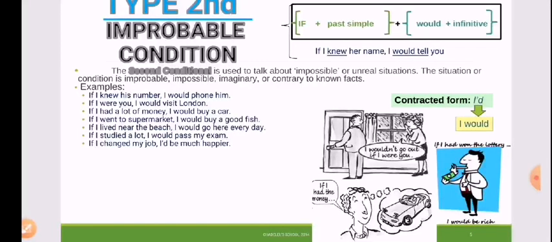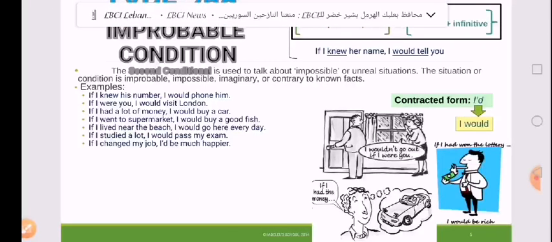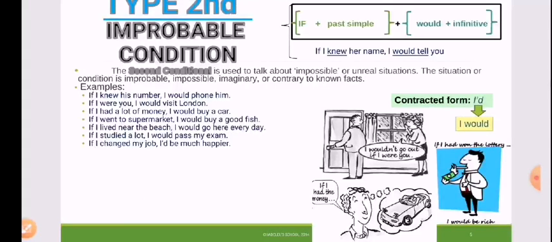In the if clause, we usually use past simple or past continuous, but again, most of the time we use past simple in the if clause. In the main clause, we use would or could or might plus infinitive. Most of the time we use would. If you look at the examples, if I knew his number, this is the if clause, the verb is knew in the past simple. I would phone him, this is the main clause, and the verb in this sentence is would plus infinitive. If you notice that this is an improbable situation in the present, it means I don't know his number, so I will not phone him.